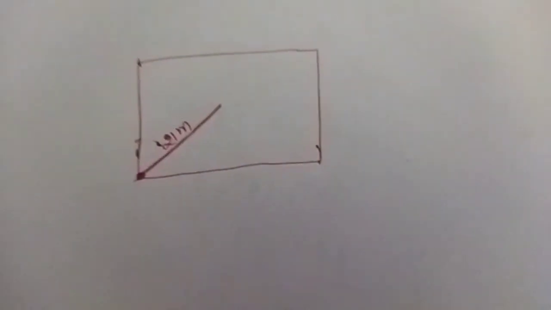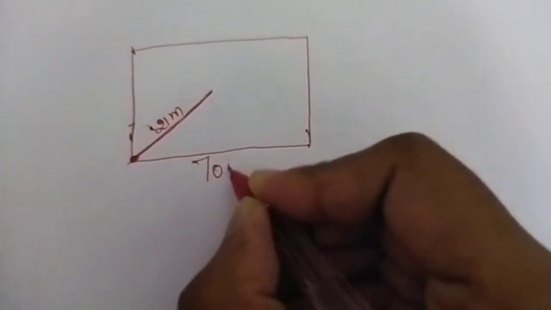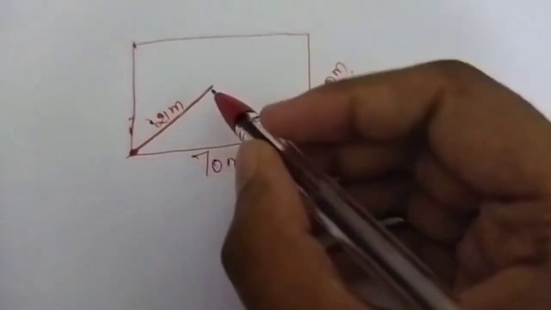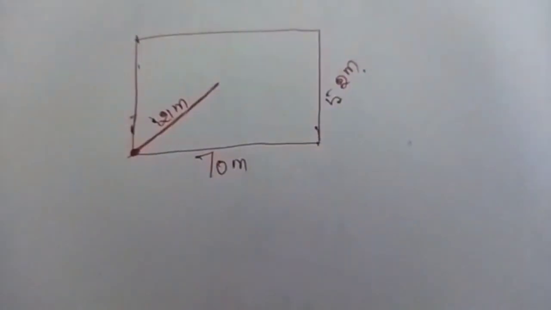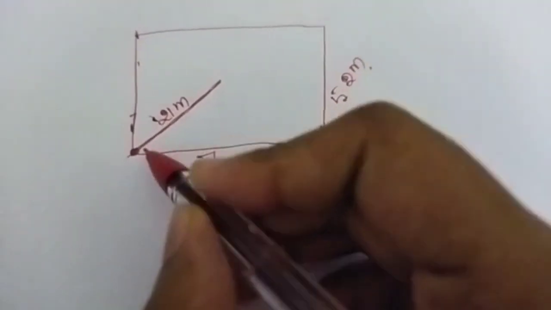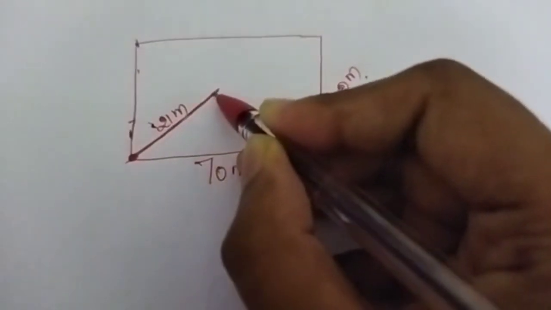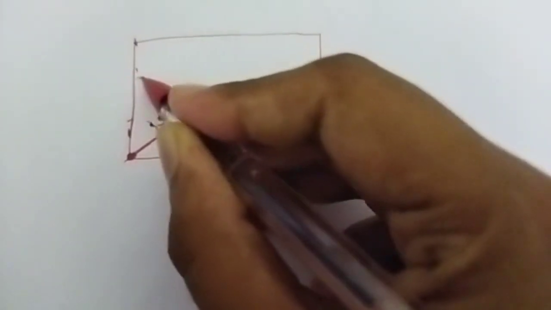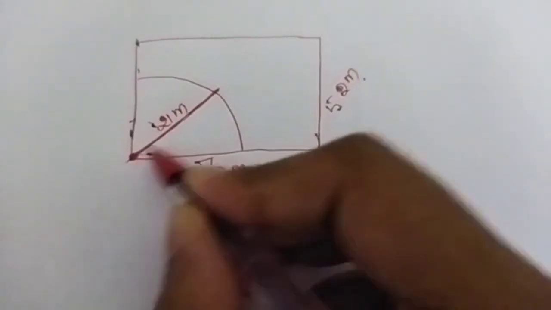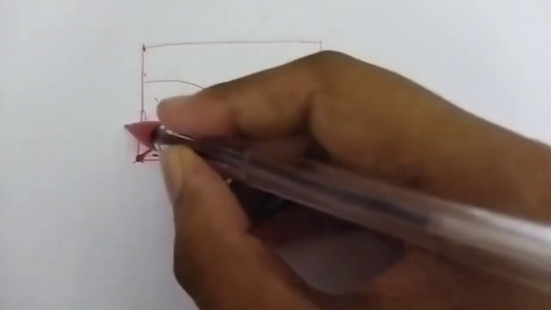Now the length of the field is given as 70 meter and breadth is given as 52 meter. So now we need to find how much portion the horse can graze. So look here, it can graze only up to the radius of 21 meter. So here 21 meter, here 21 meter. It can graze up to 21 meter.